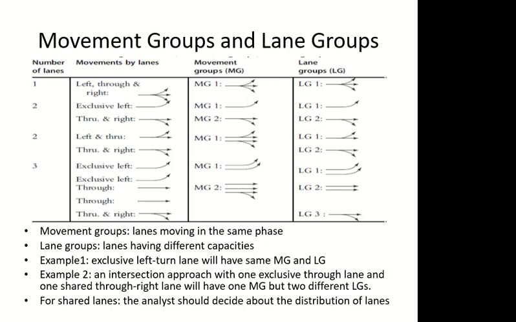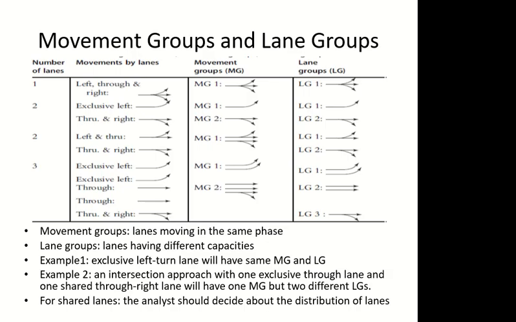Okay, so if you take the first example again, one lane, so I can only have one value of capacity. Next example, I have a left turning lane and I have a combined lane for straight and right. So they cannot be in one group. They have different movements, and that means they have different capacities as well. Whenever the movement changes, capacity will change, even if one movement changes.